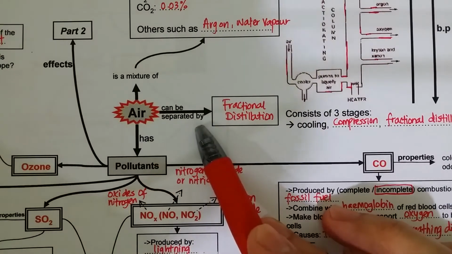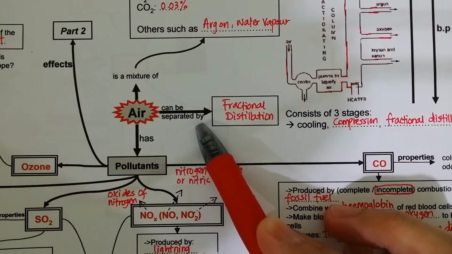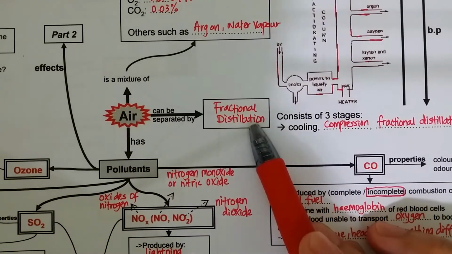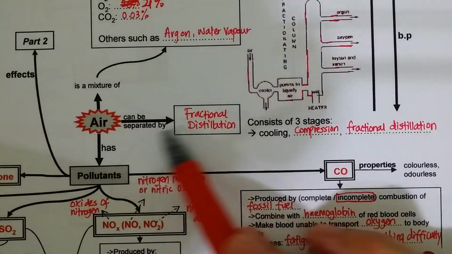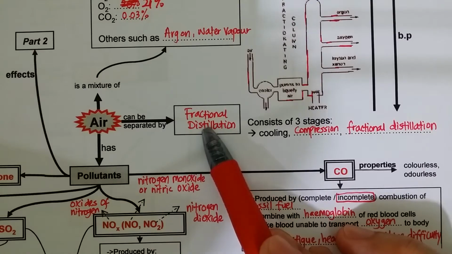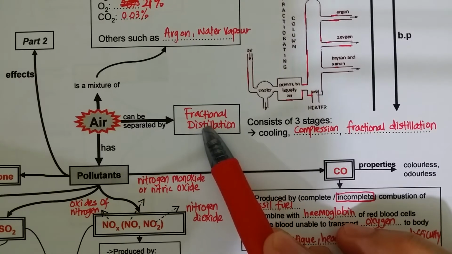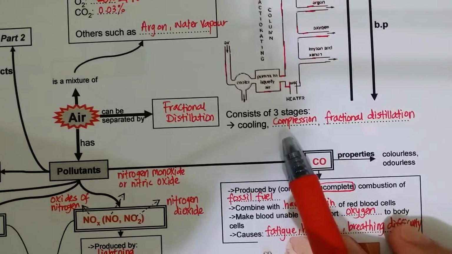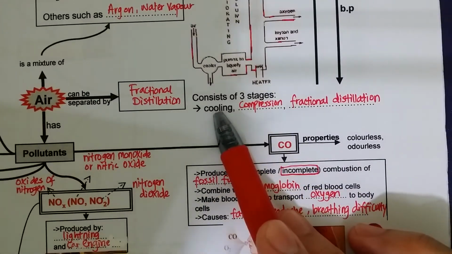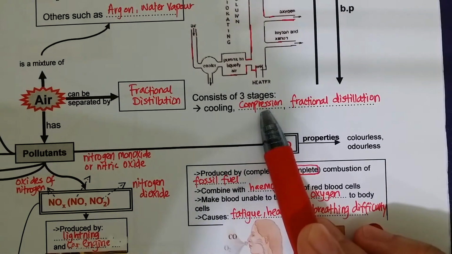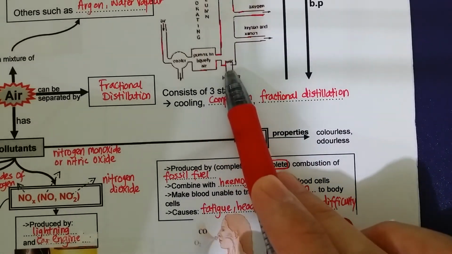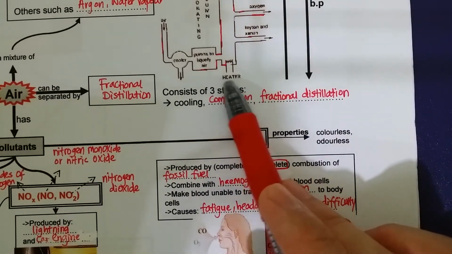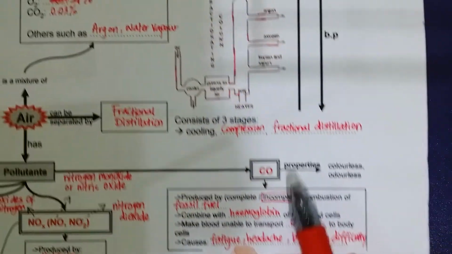Now, air can be separated into its components by fractional distillation. In order to separate air into its different components, we need to make it into liquid air first. To make it into liquid air, we need to cool the air and compress it in a giant compressor. After that, we can heat the liquid air and then subject it to fractional distillation.